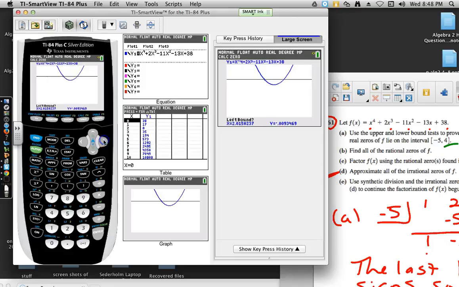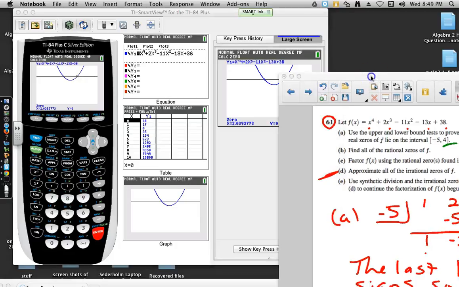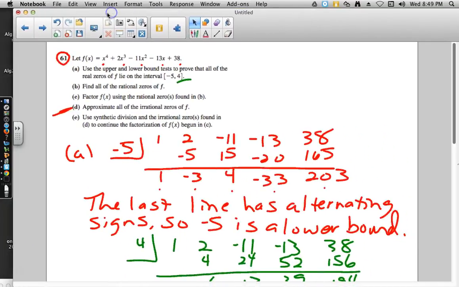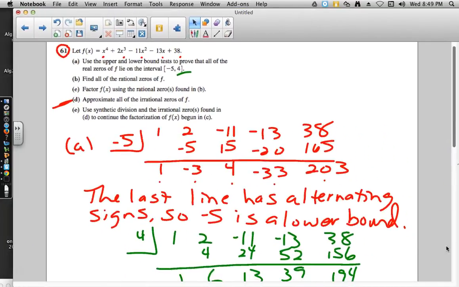And we're going to move Blinky into position, and he needs to be under it to be to the left of it. And hit enter, and then go above the x-axis, hit enter again, and enter your guess. And Blinky says 2.0393773. So 3 decimal places, 2.039 would be our other 0.